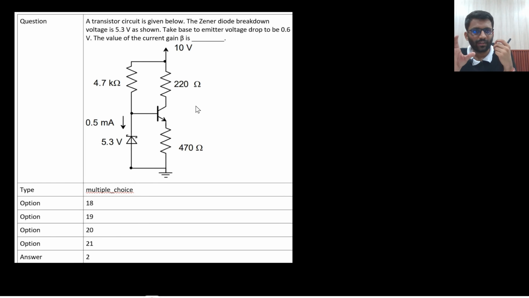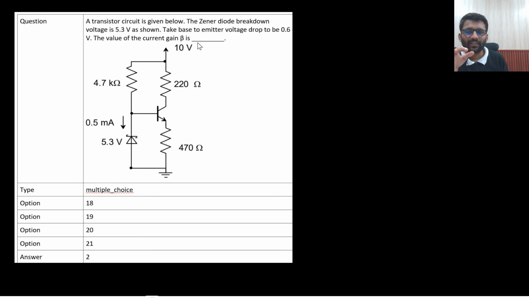And Zener diode, in most of the companies I have seen, they connect BJT with Zener. It happens, I don't know why, but they connect BJT with Zener. Okay, so what you need to find is the current gain beta. So basically collector current you need to find, base current or emitter current you need to find, then you can find the current gain as well.